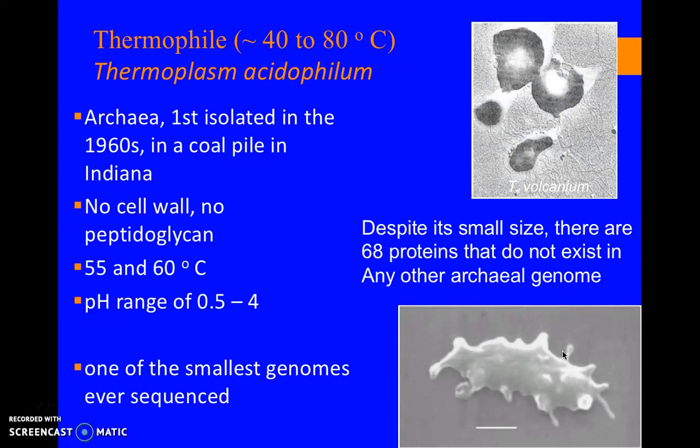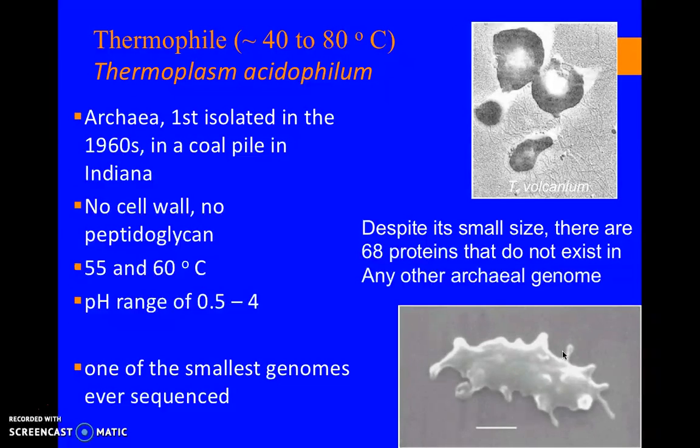Some examples of thermophilic organisms would include some archaea that were first isolated in the 1960s in smoldering piles of coal dredgings or coal remains from mining industries in Indiana in the United States. Now for archaea, they don't have peptidoglycan if they have a cell wall. If an archaea has a cell wall, it's going to have what we call pseudopeptidoglycan. So archaea in general have pseudopeptidoglycan if there's a cell wall present.